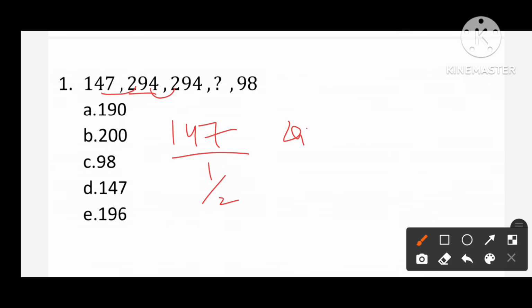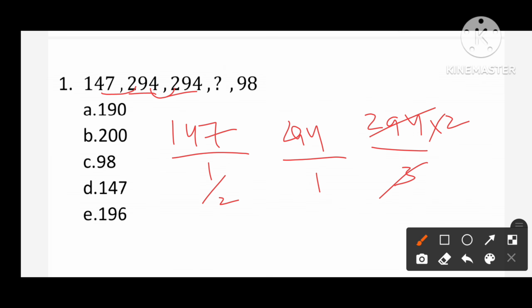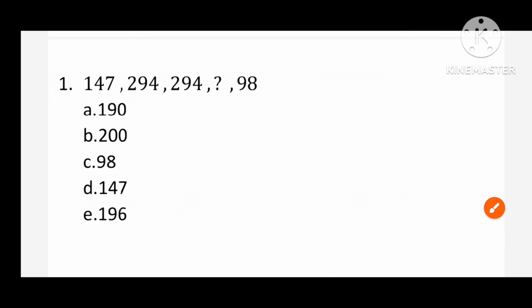Next one, 294 divided by 1. We get this one. Next one, 294 divided by 1.5. Divided by 1.5 means it is 3 divided by 2. So 3 nines are 27, and question number 1.